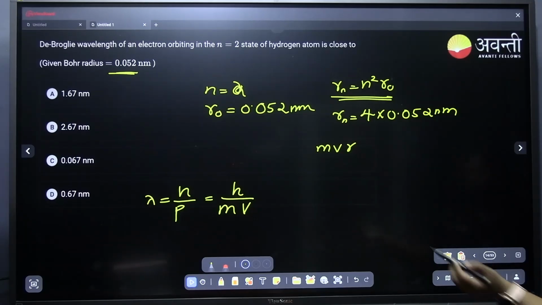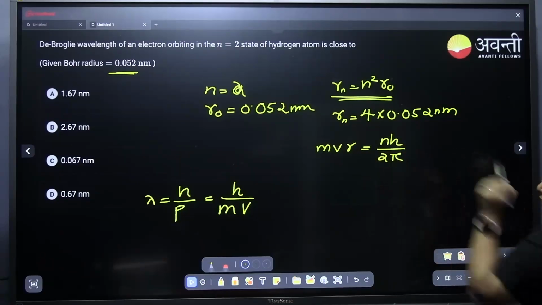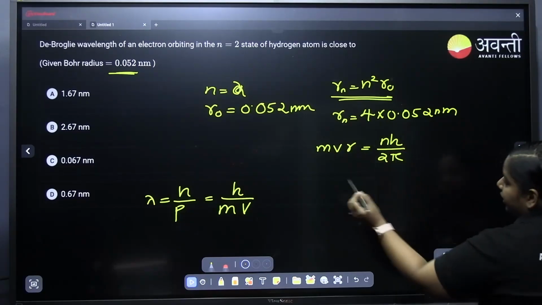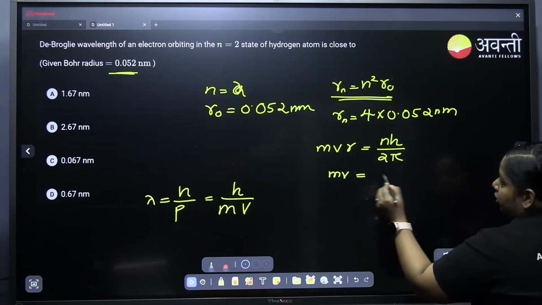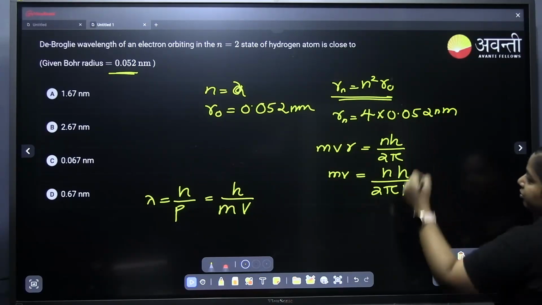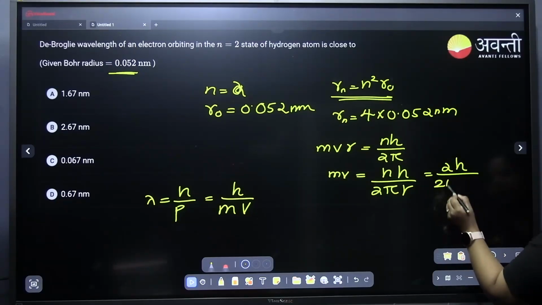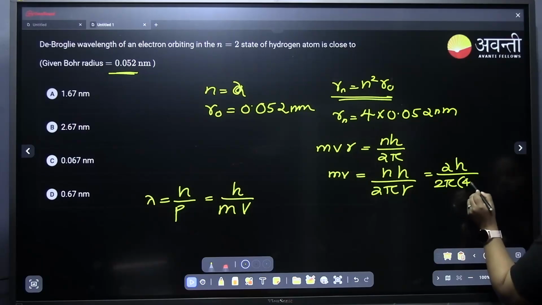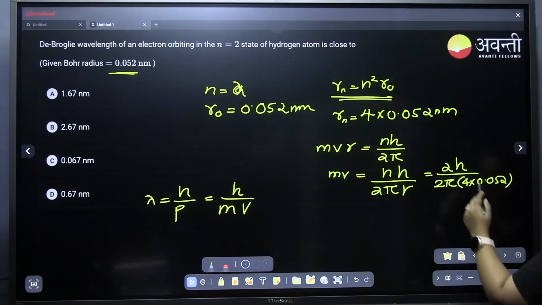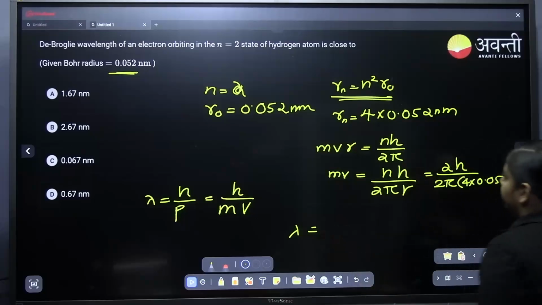If you haven't memorized it, you can use this value, nh by 2 pi. Then R we found from here. mv will be equal to what? nh by 2 pi R. R we found, n is 2, so 2h divided by 2 pi into 4 into 0.052. Okay, 2 cancels. When you substitute, h will cancel, and you can find lambda equal to what?